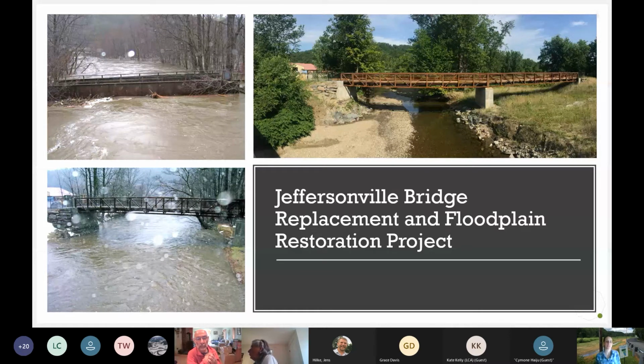We don't want to just rebuild it the way it was. And so they were able to, through lots of time and process, and now hopefully this is a better process moving forward with FEMA, get a better bridge installed. So you can see in the upper right-hand corner the bridge is lifted up higher, and then it goes all the way across the floodplain.